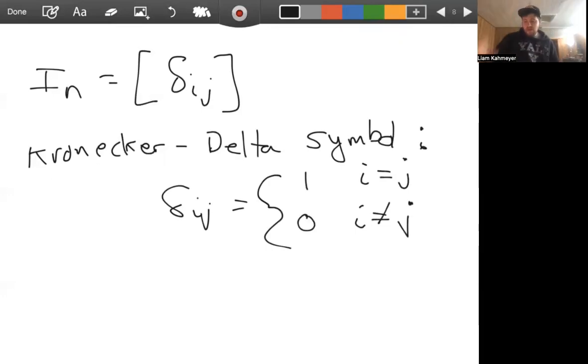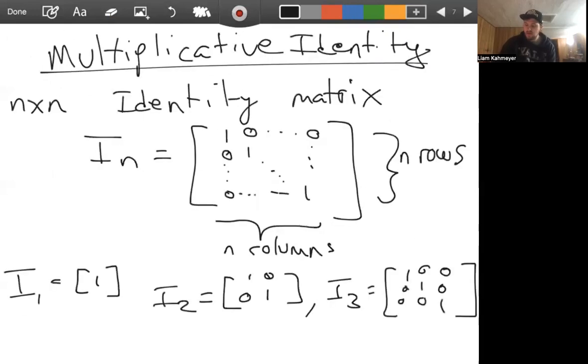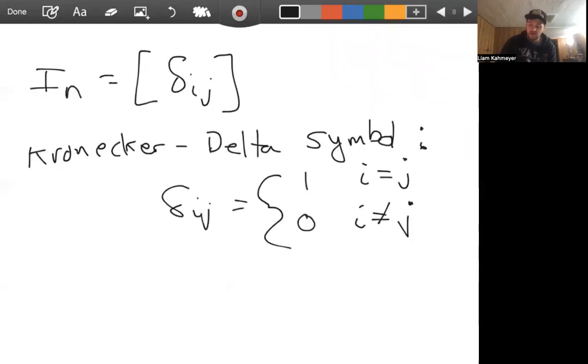So maybe you've seen this before. If you haven't, that's fine. Really what this Kronecker delta symbol is doing is keeping track of when the indices are the same, right? And so if the indices are the same, we get a 1. If they're different, you get a 0, right? And so you can see along the diagonal would be the only place where the indices i and j are the same.